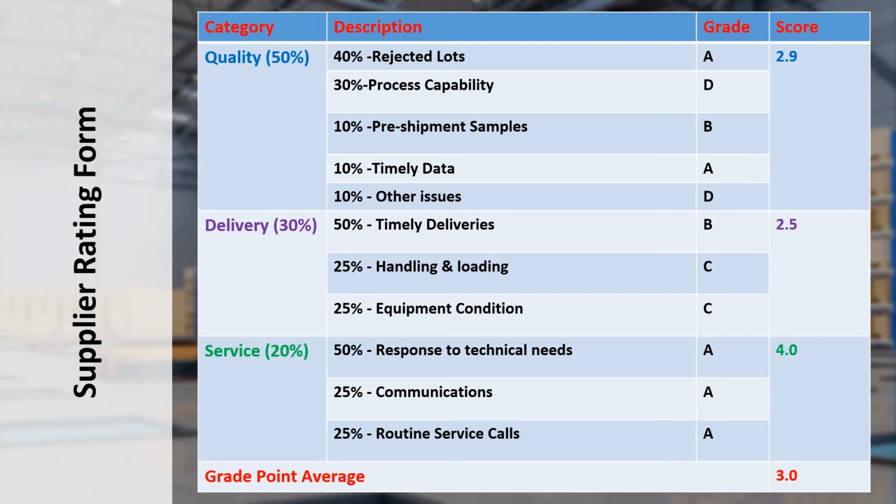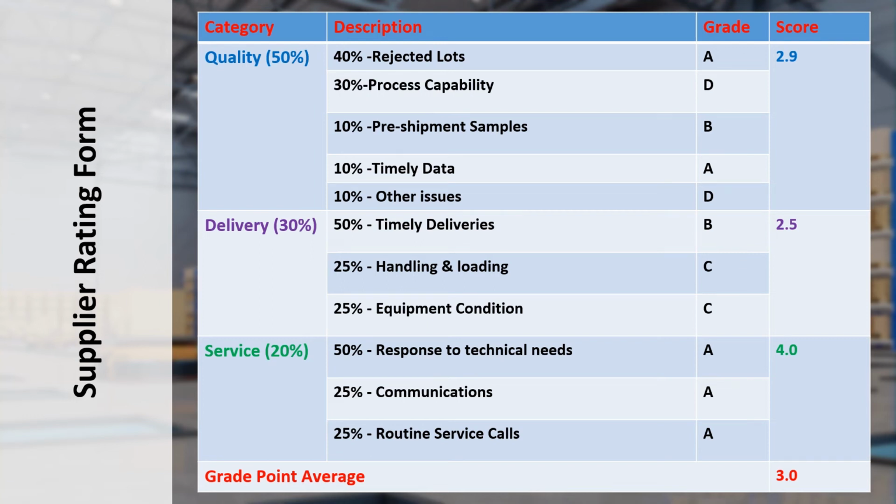The cumulative score is calculated by multiplying the grade and the weighted point. Here you can see that the grade score is 2.9 for quality, 2.5 for delivery, and 4.0 for services, and the total grade point average is calculated as 3. Whichever supplier has the higher total grade point average is selected.